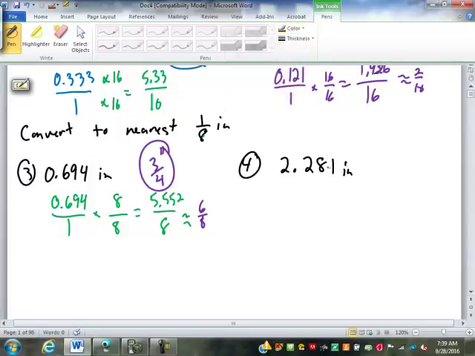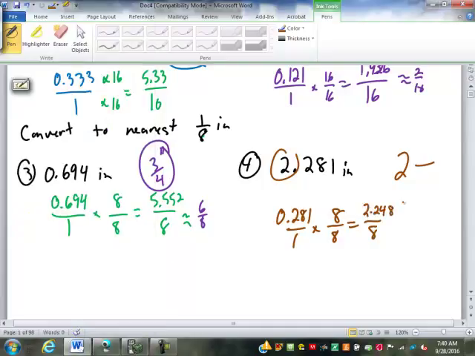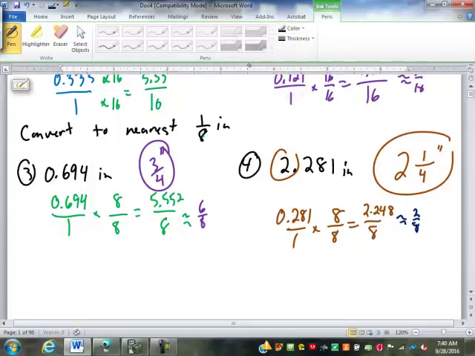And finally, 2.281. We're going to keep the 2. 0.281 over 1 times 8 over 8. We get 8 there. 0.281 times 8 is 2.248, which is closest to 2/8, which will reduce to 1/4. Any questions?